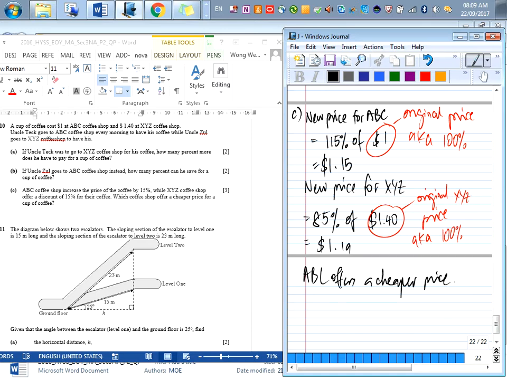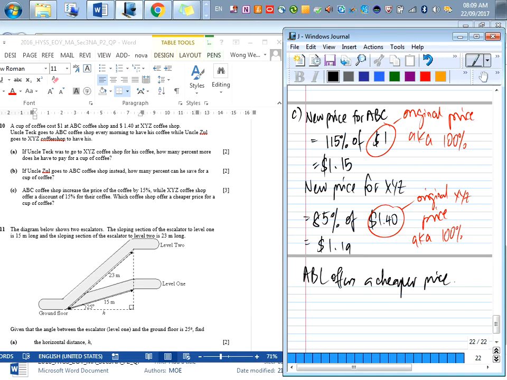Okay, do you understand this step first? 115% of $1? You don't know why? Okay, what is the new price for ABC? How much did they increase by? How many percent? 15%, right? So after you increase from 100%, that is the original, by 15%, how many percent altogether now? 115%, right? So percentage is always percent of something. 50% of original price. 10% of original price. So over here we have 115% of original price.